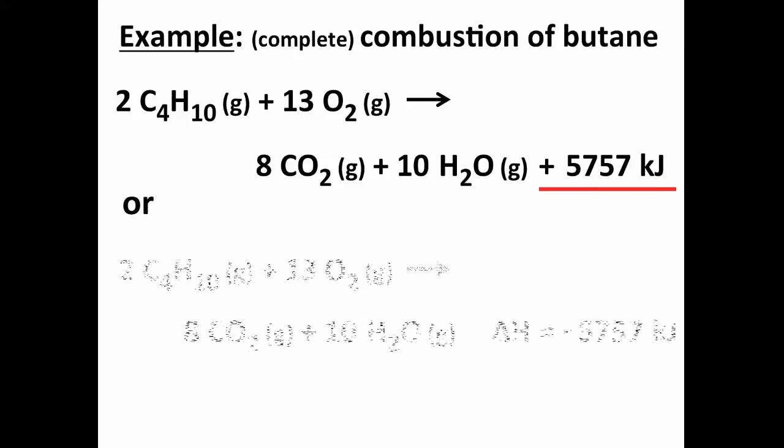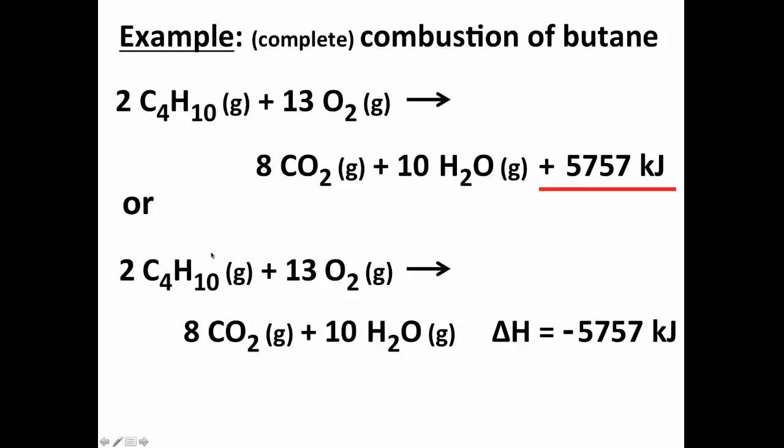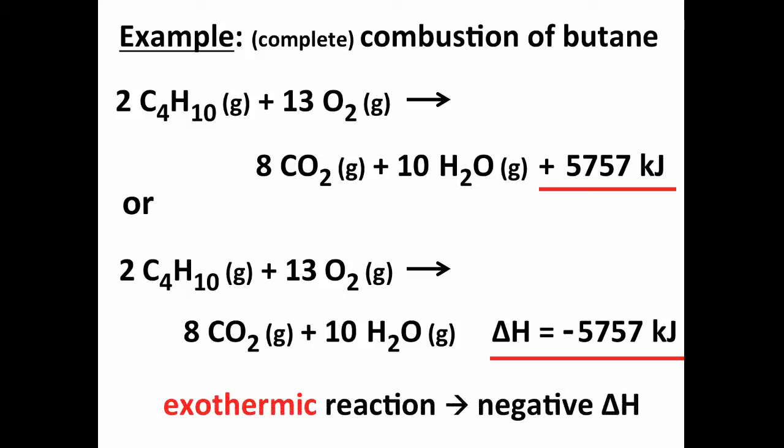The other way we can write this thermochemical equation is the reaction equation as before: C4H10 plus O2 makes CO2 plus H2O. And then the delta H value is written after the reaction. In this case, we write delta H, or enthalpy change for the reaction, is equal to negative 5,757 kilojoules. Note it's the same value as in the previous way of writing the reaction equation, but in this case, this value is explicitly written as a delta H, and the negative sign means that it's an exothermic reaction, or heat is given off.